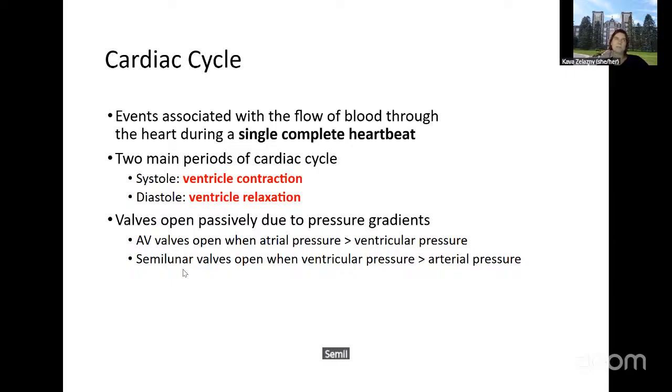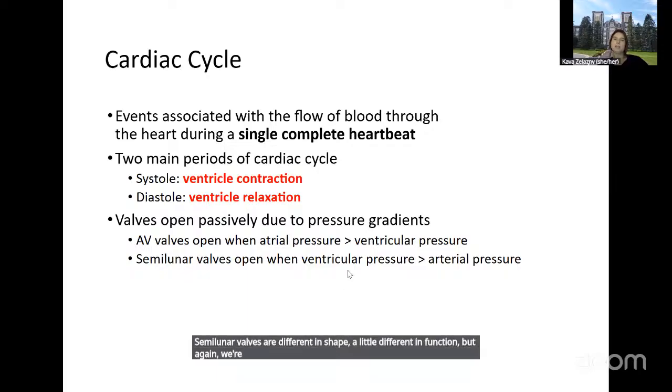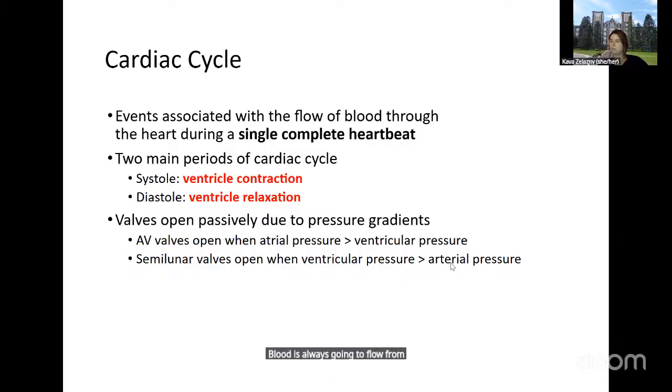Semilunar valves are different in shape, a little different in function, but again, we're going to see these relationships between high pressure and low pressure. Blood is always going to flow from high pressure to low pressure.